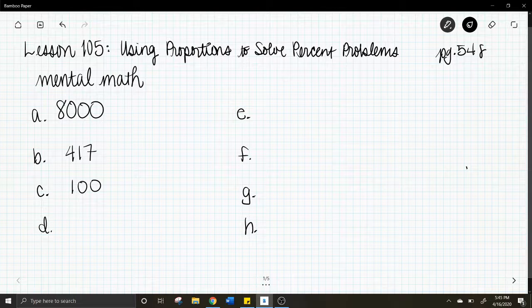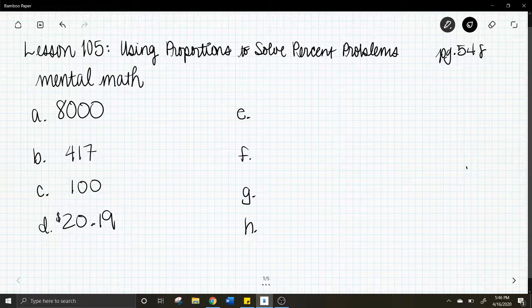Letter D, $17.20 plus $2.99. The answer is $20.19.